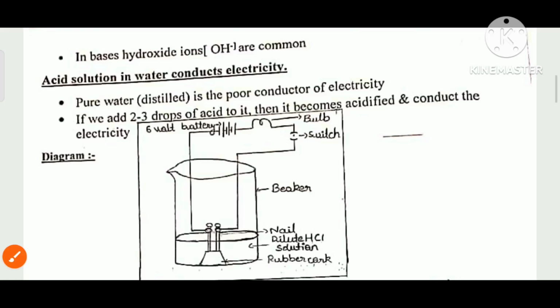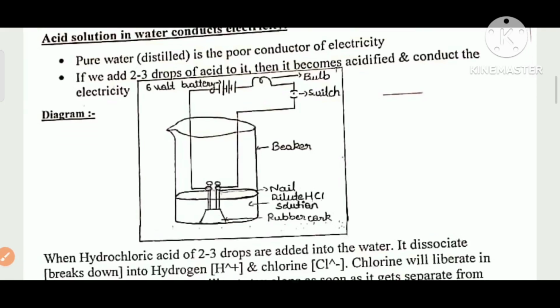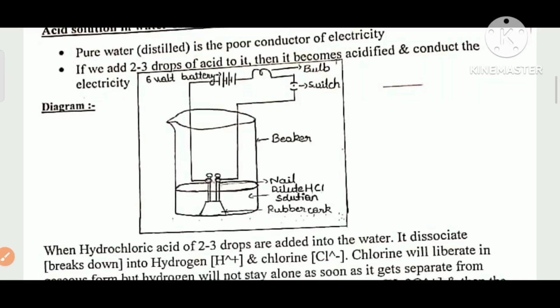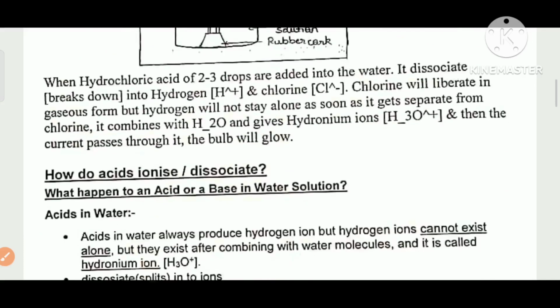Acid solution in water conducts electricity. Pure water is a poor conductor of electricity. First point. Now the second point: if you add 2 to 3 drops of acid in it, then it becomes acidified and conducts electricity. Okay, so this is the diagram. Now I hope you have practiced well, and for that the explanation is there; just copy it as it is.